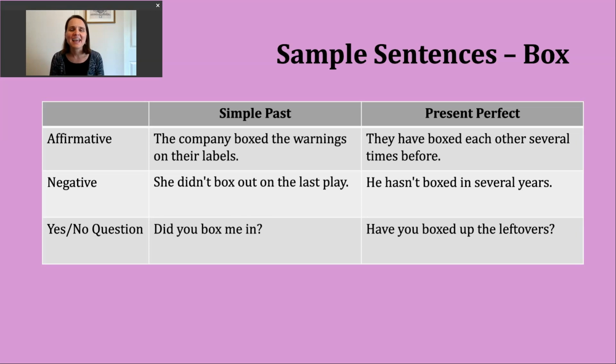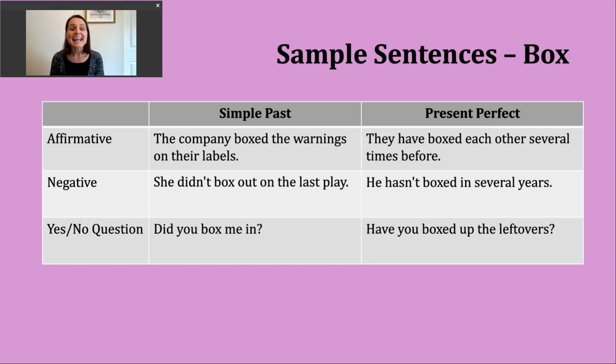The nice thing about the affirmative in the simple past tense is that our form is going to be the same no matter what our subject is. So here, because box is a regular verb, we're going to use that ed ending. You can see that in the example sentence. The company boxed the warnings on their labels. So that would be that idea of putting a border around something, maybe so it jumps out, it calls attention.